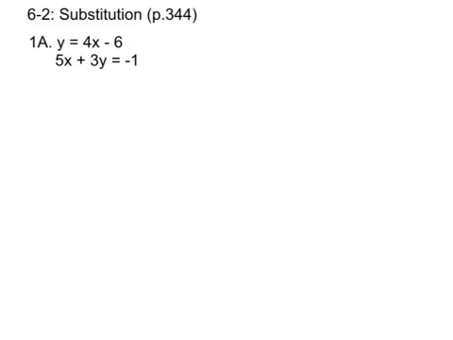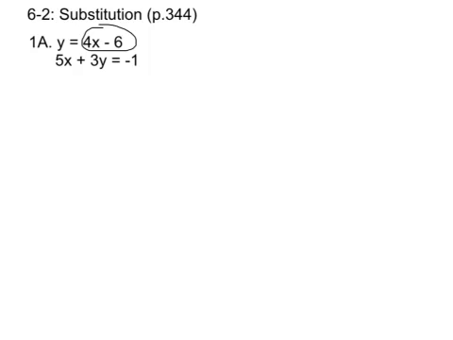So here's another system. We have 1a on page 344 still. I've got y equals 4x minus 6 and 5x plus 3y equals negative 1. I can already substitute. I don't have to do step 1 because step 1 is to find what y equals, and I know y equals 4x minus 6.